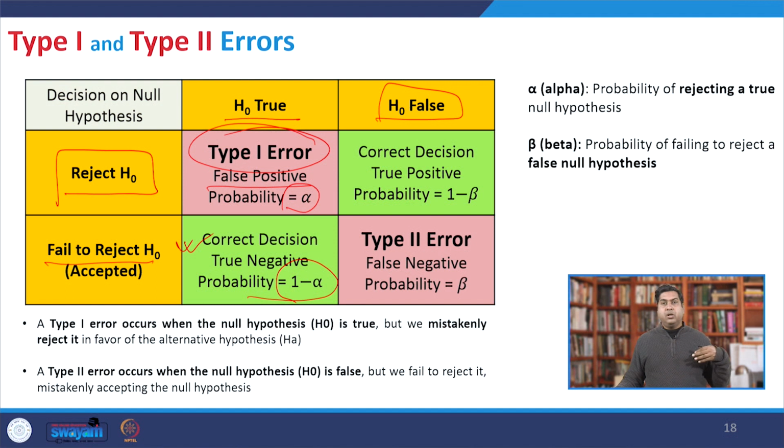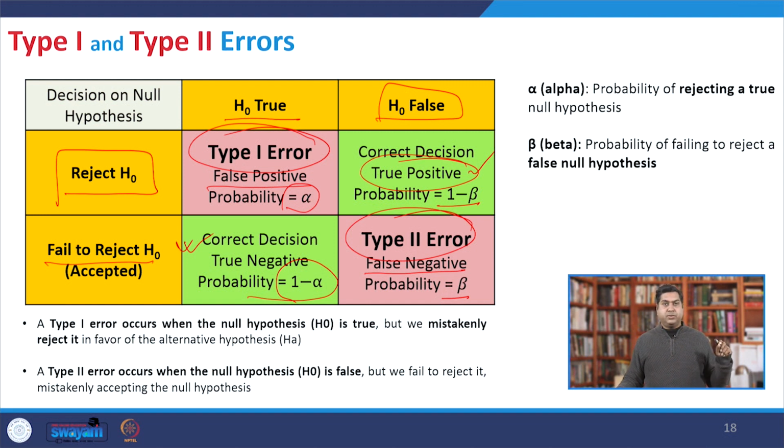Because it is false, there is no logic to accept it, so that is also a correct decision, and it is measured with probability 1 minus beta. It is the true positive. Now, in the case where the null hypothesis is false, you have to accept the alternative hypothesis, but if you fail to reject the null hypothesis, knowing that it is actually false, then you are making a type 2 error, which is also referred to as a false negative, and the probability is beta.